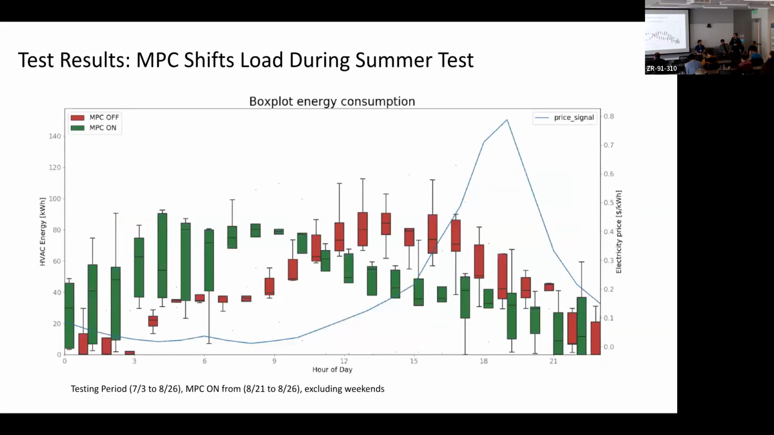So here I'm showing you the results of one of the field tests, which were conducted in summer from early July to the end of August. The MPC was turned on for the last week of August. On the x-axis, you have the hours of the day. On the right axis, you have the dynamic electricity price for the summer that we used from our partners within the project. You can see that the peak of the price is between 6 and 8 p.m., as we can expect. And on the left axis, we have the hourly electricity consumption of the HVAC system in the building.